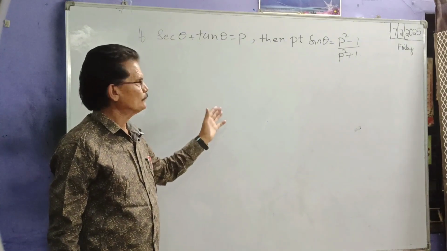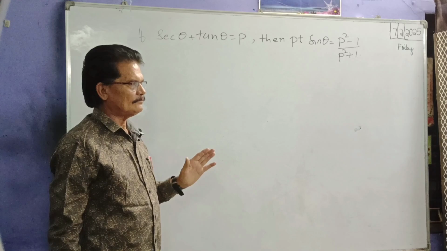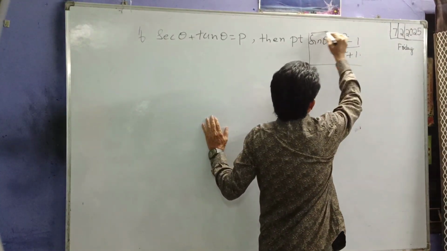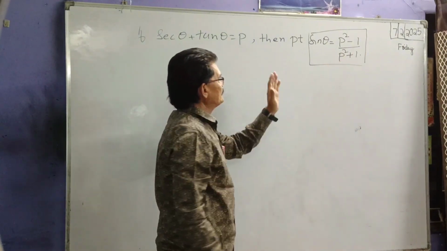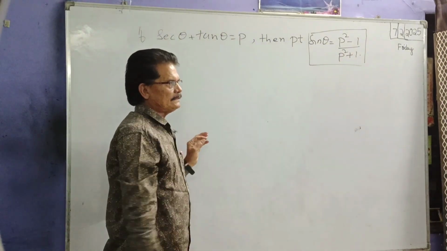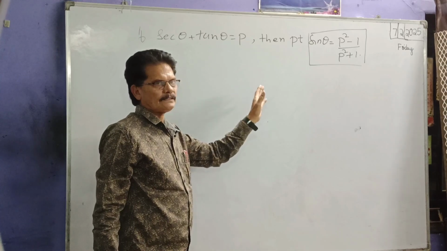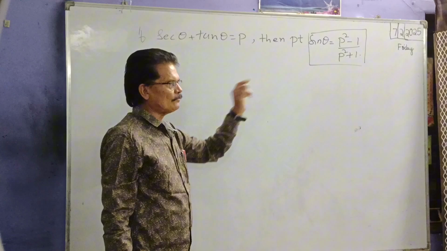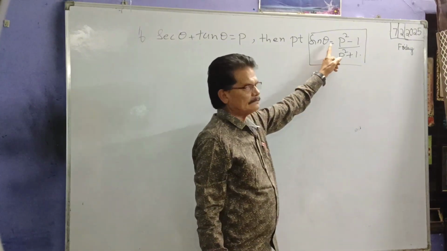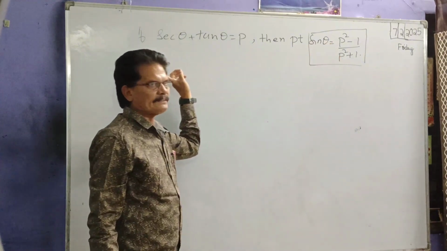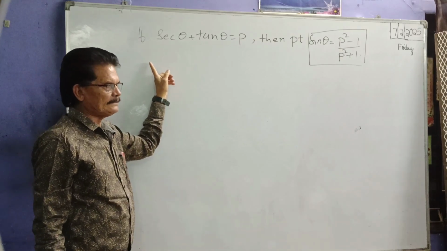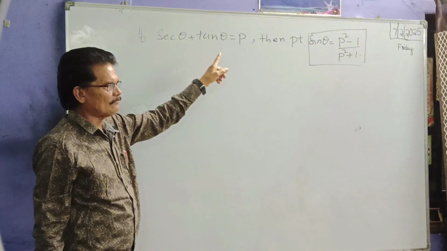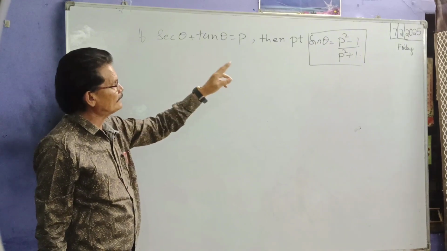So in this problem we have to take the RHS. You have to prove this part of the problem. What is the LHS? Sin theta. What is the RHS? P square minus 1 by p square plus 1. Why do we have to take the RHS? Because we are having some hint over there. The value of p is given here. Can you see the value of p? Sec theta plus tan theta is equal to p. So we should take the RHS.